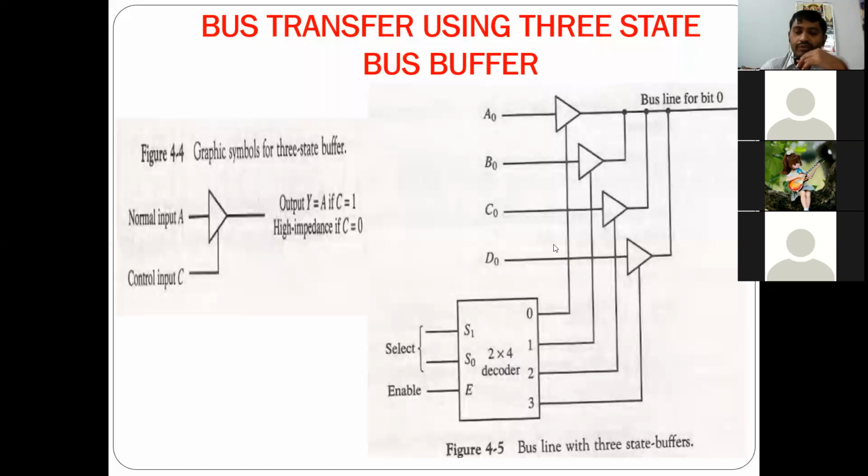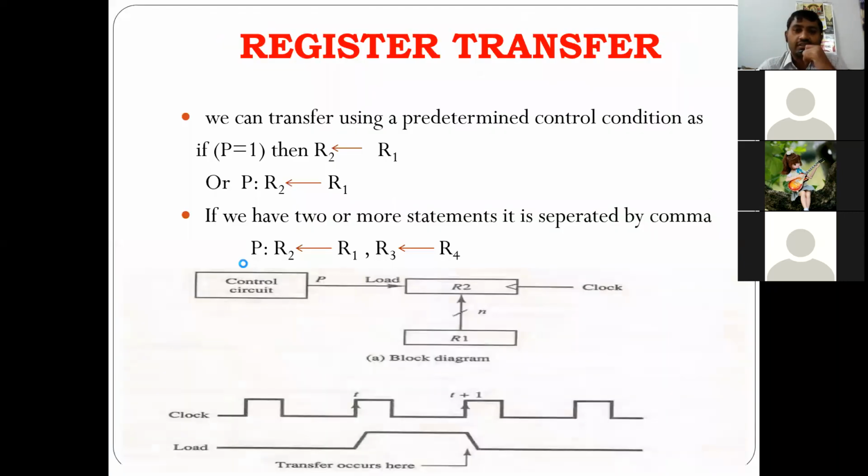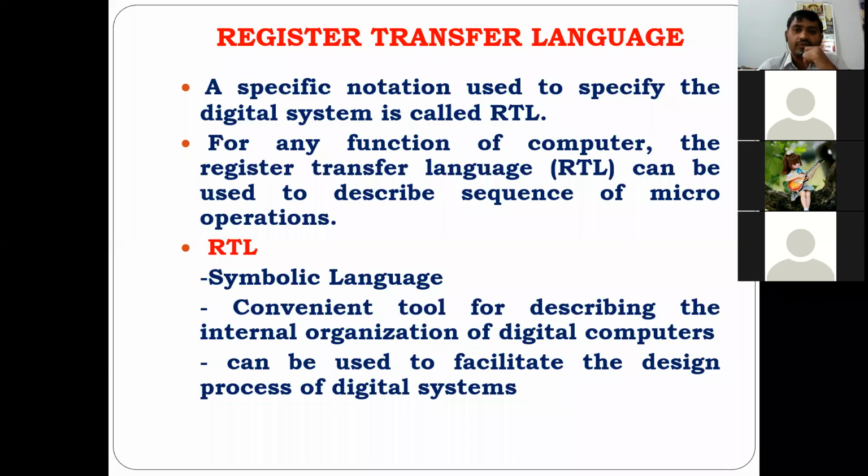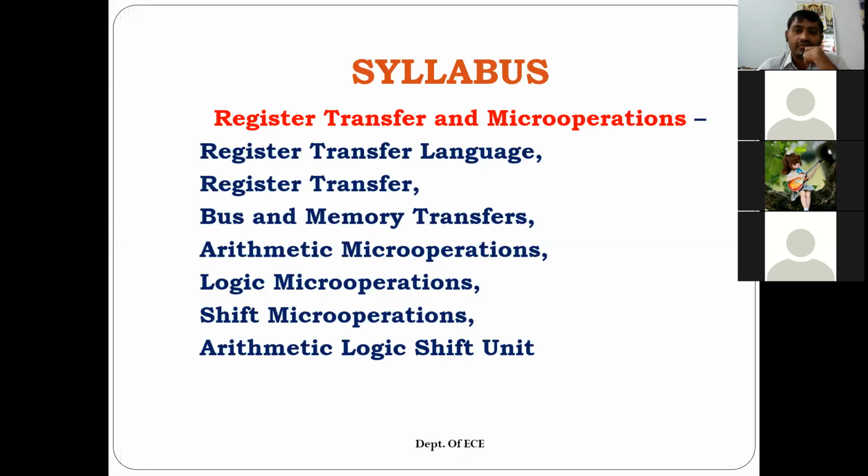It's a very simple unit among all the DDCO units. I think Madam has already discussed a few things in the last class. The syllabus for this is register transfer language, register transfer, bus transfer and memory transfers, arithmetic micro operations, logic micro operations, shift micro operations, and arithmetic logic shift unit.